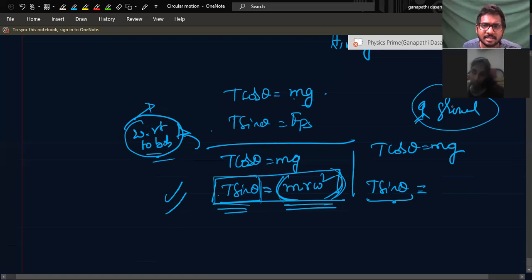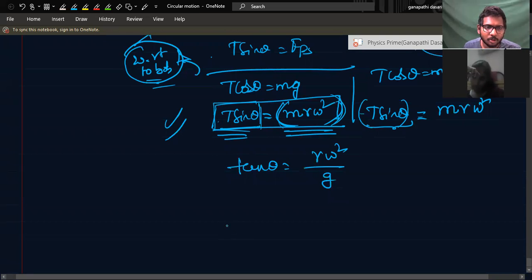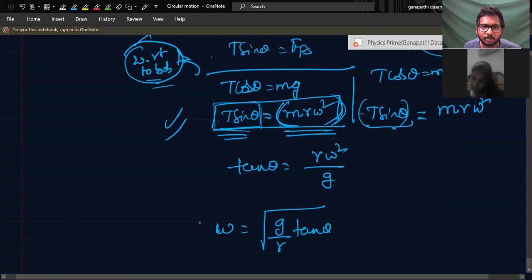Other way of solving this is with respect to ground, T sin theta force is there. That force is providing the required centripetal force. The T sin theta is equal to m r omega square. Got it? Yes, sir. So now, if I want to cancel this tension, so sin theta by cos theta, equation 2 divided by equation 1, that is tan theta is equal to r omega square by g. Okay. So answer will be omega is equal to root over g by r tan theta.